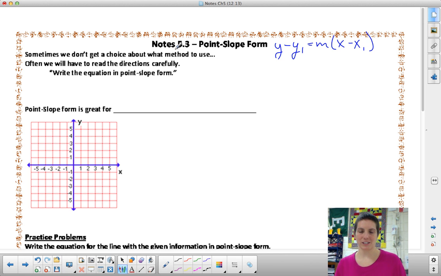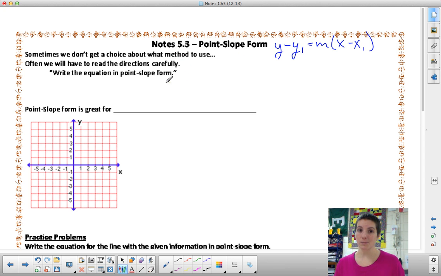All right, let's finish up section 5.3. I promised you for a while it would talk about when we have to use point-slope form and when we're going to use slope-intercept form. So the first thing I'm going to do is remind you that y minus y sub 1 equals m times x minus x sub 1 is point-slope form.